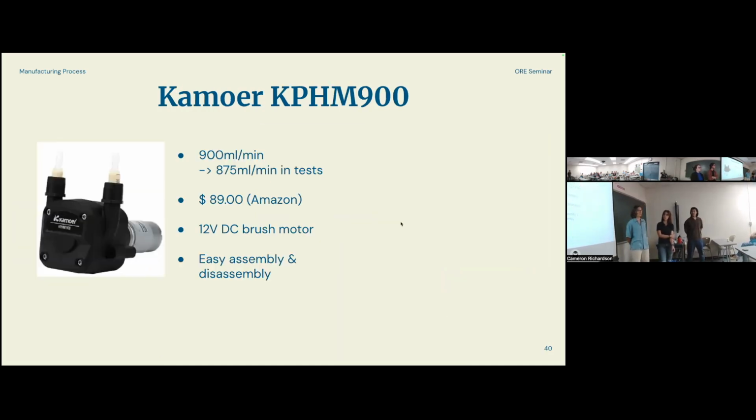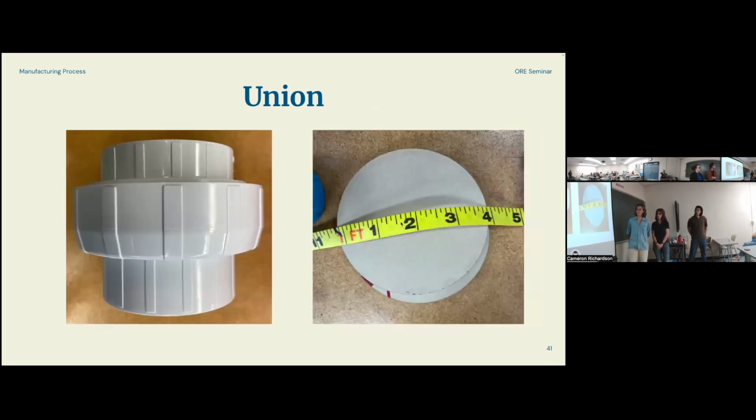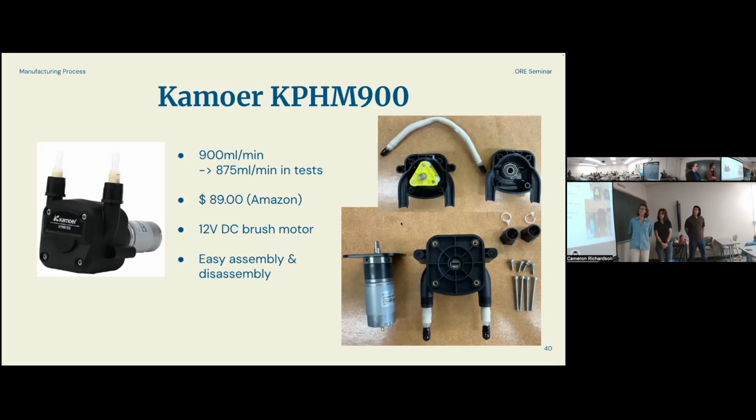This is a 900 milliliters per minute peristaltic pump. You can find it on Amazon for $89 plus shipping and tax. It has a 12-volt DC brush motor and is easily assemblable and disassemblable, which is very important for us because we were considering and ended up switching out the tubing. In our test, we had the pump run at 875 milliliters, sorry. So this was something to consider when we wanted to fill up the sampling bag, but we get into that in a little bit.